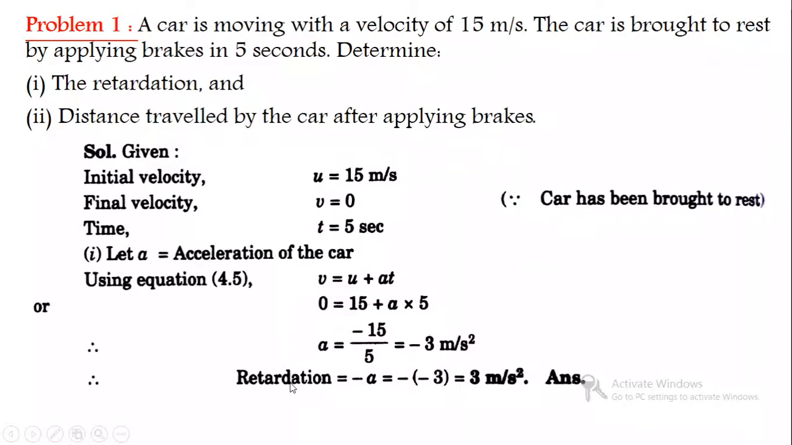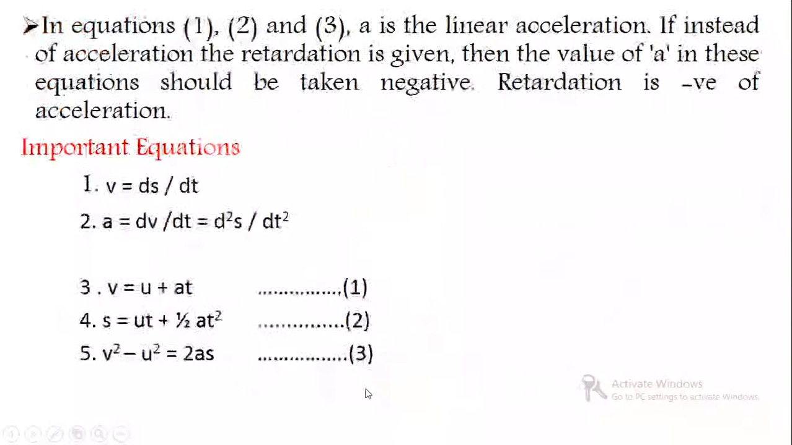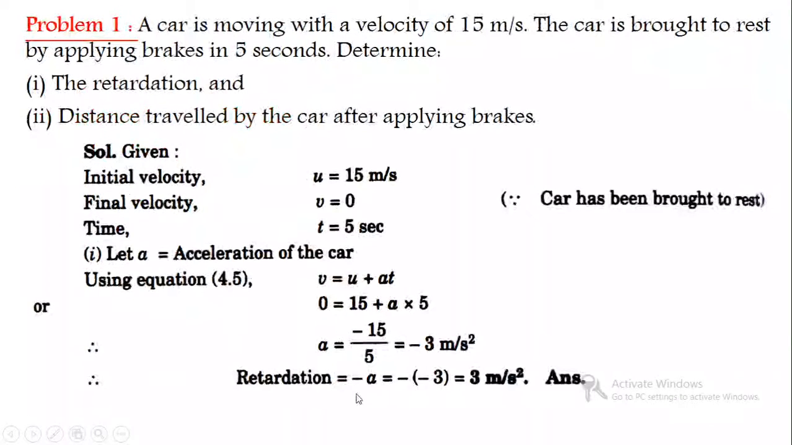Here the retardation is equal to minus a. Okay, already I told you, retardation is the negative of the acceleration. If retardation is given instead of acceleration, the value of a in this equation should be taken as negative. So here minus a equal to minus into minus 3. Okay, so 3 meters per second squared. Retardation equal to 3 meters per second squared.